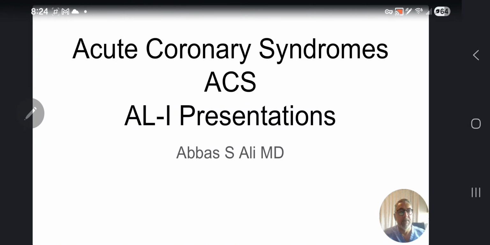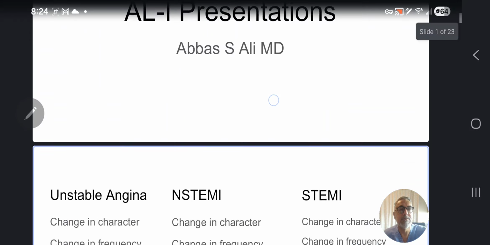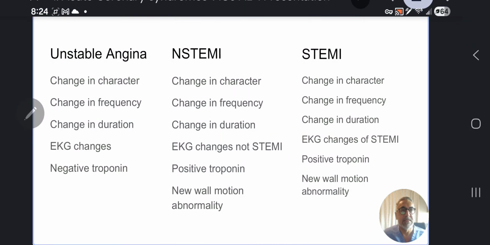Hello, today we're talking about acute coronary syndromes. Acute coronary syndromes include unstable angina, NSTEMI and STEMI. In unstable angina, there's a change in character of the chest pain, a change in frequency or a change in duration. There are EKG changes, but there's no troponin elevation.